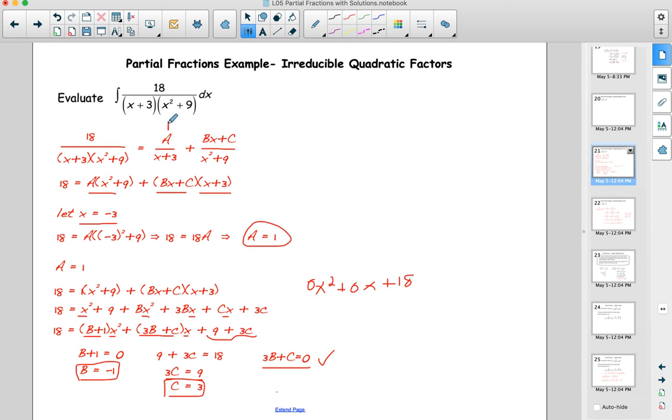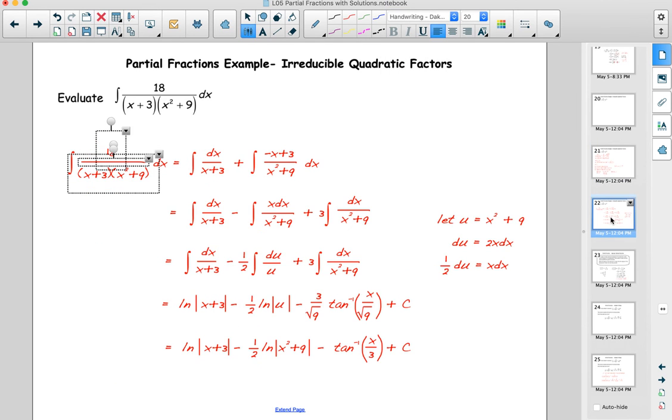So we now know that this is 1, and this becomes negative x plus 3. So then we can split this into the integral of 1 over x plus 3 plus the integral of negative x plus 3 over x squared plus 9. And again, I did ask you to split into 2 parts, so just in case you didn't finish off the whole thing, it's another time to ponder, pause.